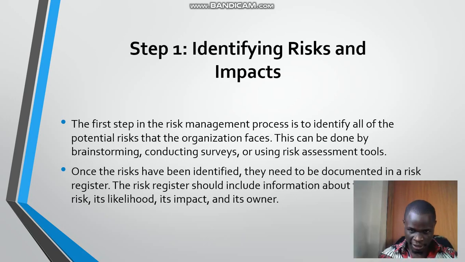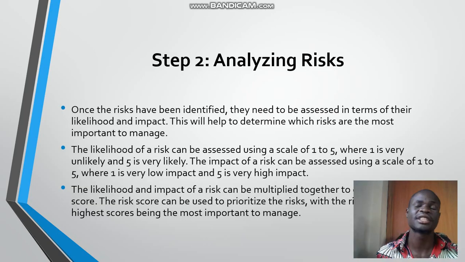The first step in risk management is the process to identify all the potential risks that the organization may face. This can be done by brainstorming, conducting surveys, or using risk assessment tools. Once the risks have been identified, they need to be documented in a risk register. In fact, a risk register is a document which includes information about the risks, their likelihood, the impact, and the owner. Who is the owner of the risk? This is the person who's going to be responsible for the risk. In case the risk happens, the person will manage the risk and make sure that it doesn't have so much impact on the organization.